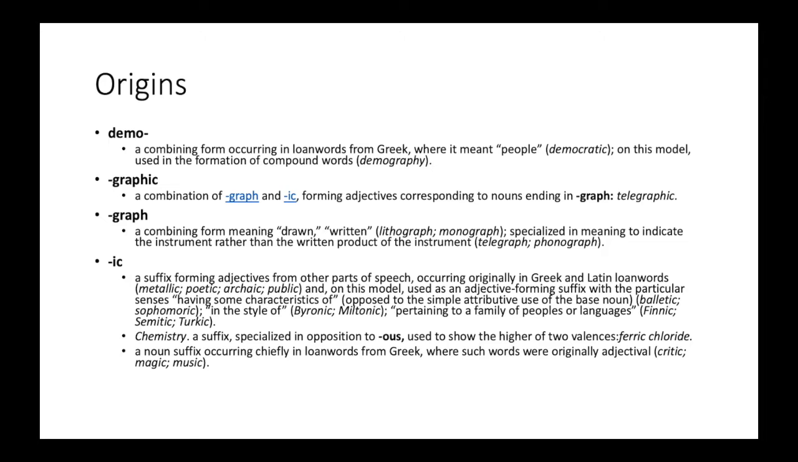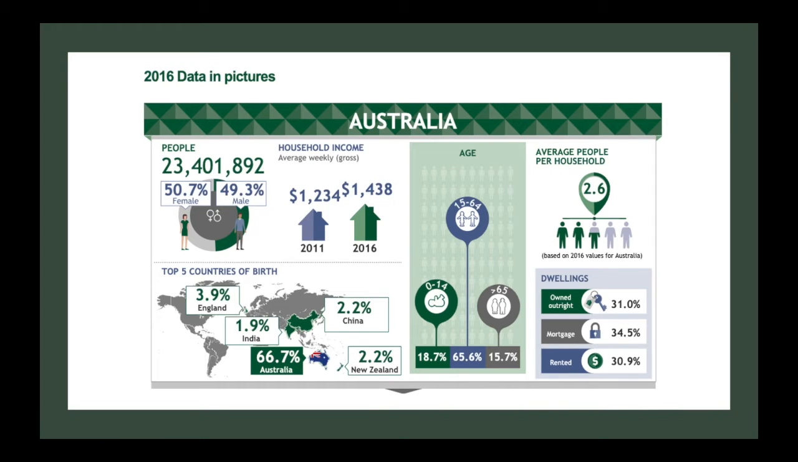So now anytime you come across a word with demo in it, you'll know that it relates to people. And anytime you come across a word with graphic in it, you'll know that it means having the characteristics of being a written or drawn type of information about something. So demographic is information about the people. Okay, so I just thought I'd pop that in there. But let's actually talk about what demographics are.